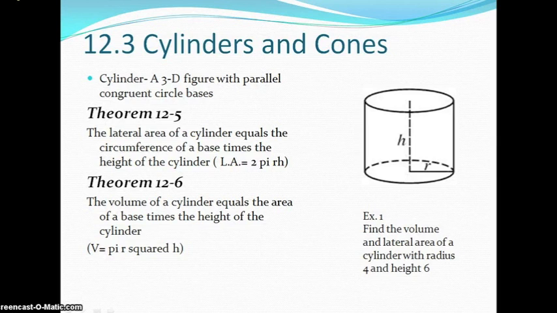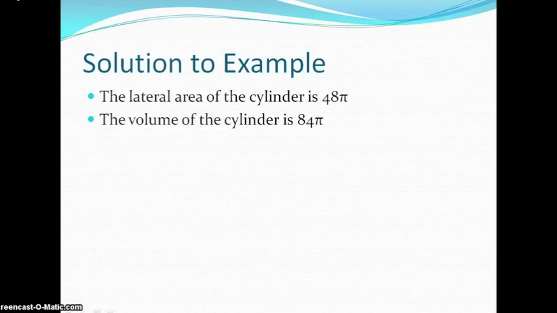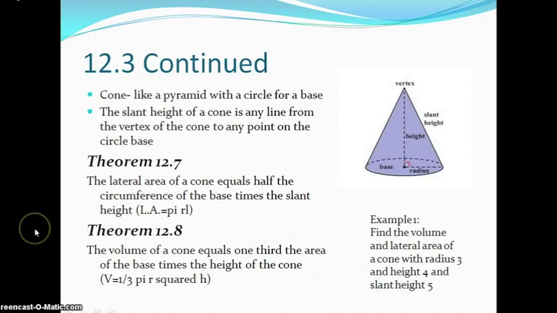Example number 1. Find the volume and the lateral area of a cylinder with radius 4 and height 6. The solution to the example is the lateral area of the cylinder is 48 pi, the volume of the cylinder is 84 pi.